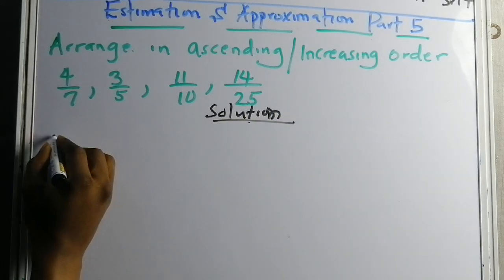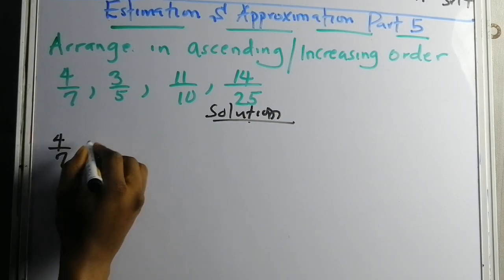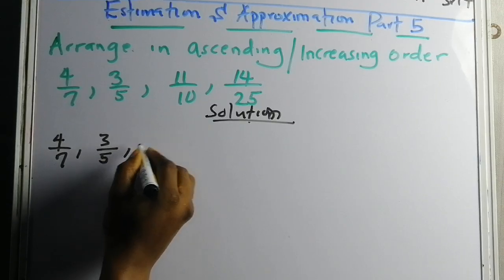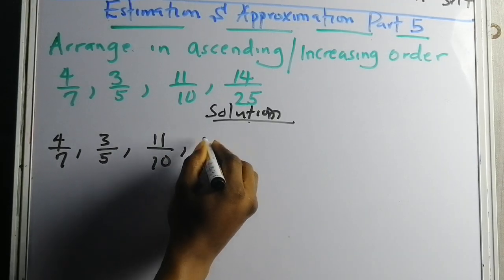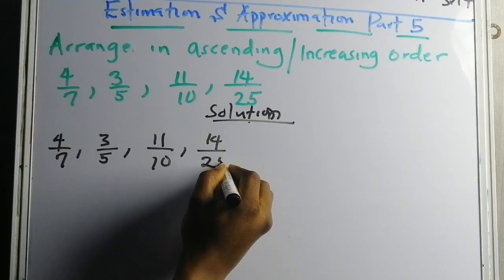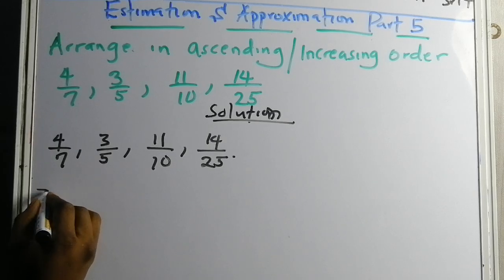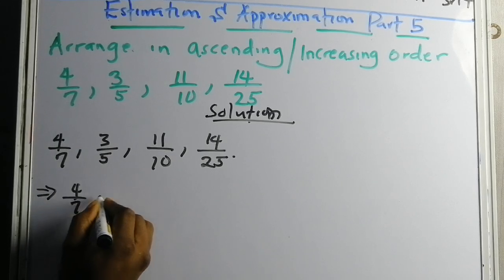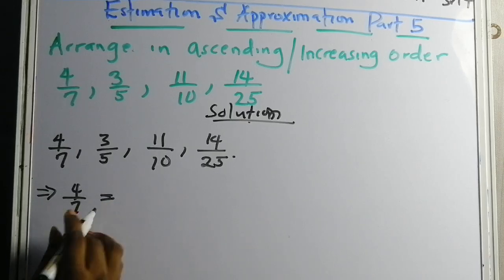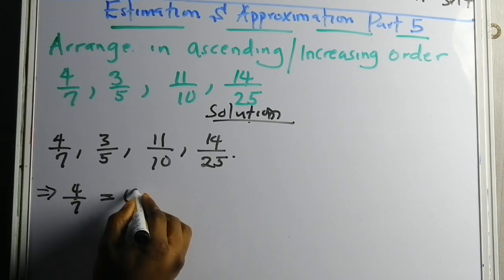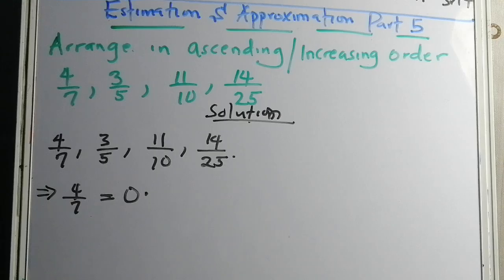So we have 4 over 7, 3 over 5, 11 over 10, 14 over 25. The first thing we need to do is get our decimals. So for 4 over 7, what do we do? 7 cannot go in 4, so you write your 0 point. 7 cannot go in 4, you write your 0 point. So 7 in 40.